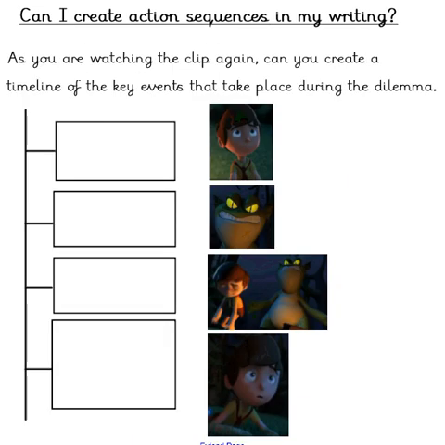Like in our last session, you will need to watch the clip again to create a timeline. You can use the pictures to help you think about the different events that take place during the dilemma. Now it is time to watch the animation carefully. Try to use a timeline to capture the key events that take place. When you are finished, click play on the video to see if you were correct.